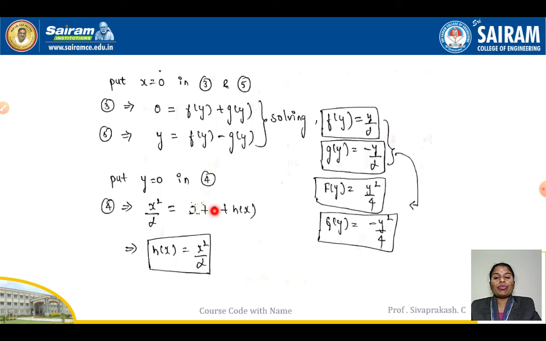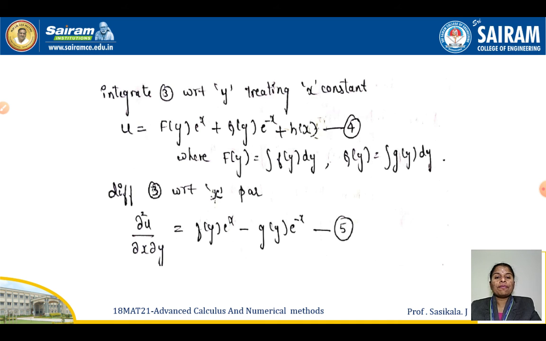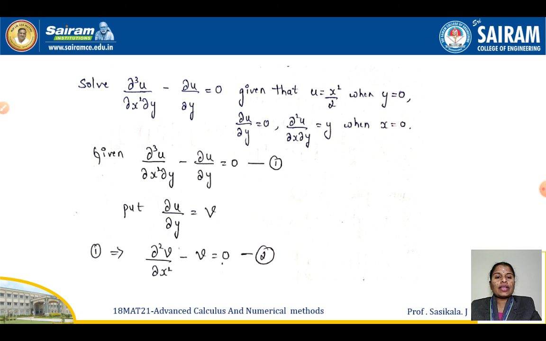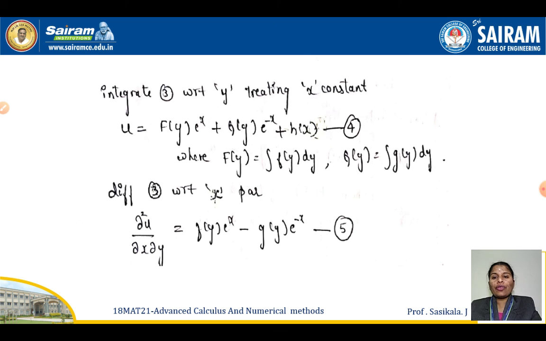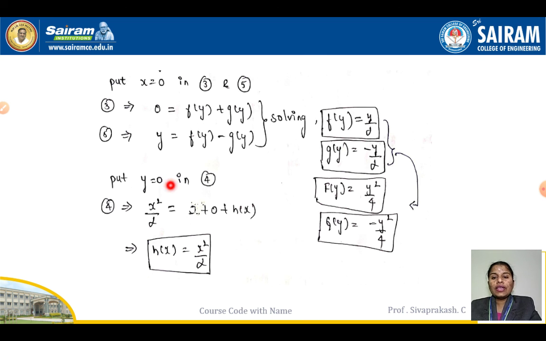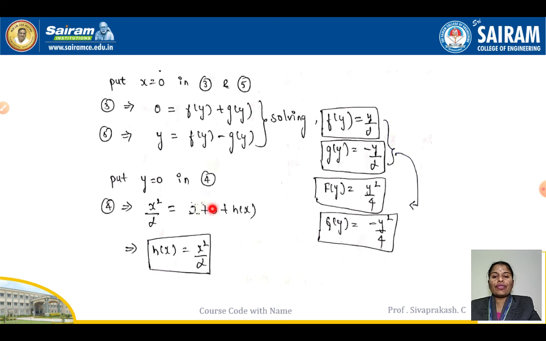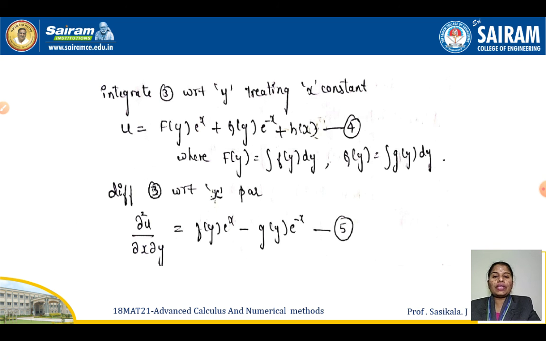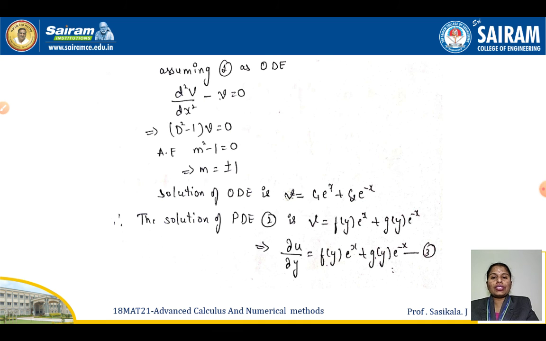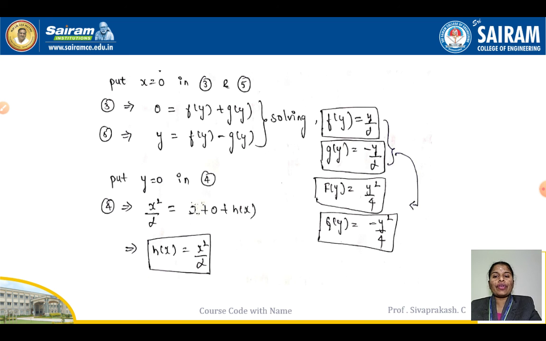Now, substitute in equation number 4. One more result we have to use, right? What is that one more initial condition? When y is equal to 0, u will be x squared by 2. So substitute that in equation number 4: x squared by 2. What is equation number 4? It is here. So u is x squared by 2. Then you will get a term 0, 0 plus h of x, because the terms here go to 0. It is clearly mentioned that y is equal to 0, so f of y also goes to 0, and g of y also goes to 0. So h of x is x squared by 2. So now we have got h of x.